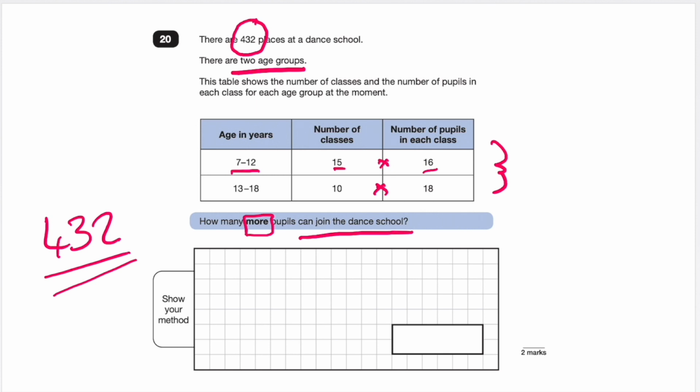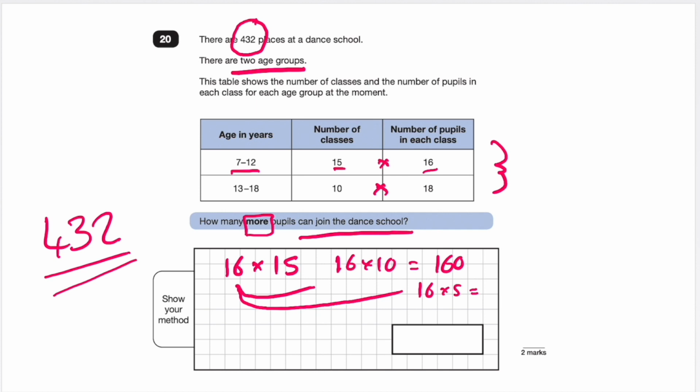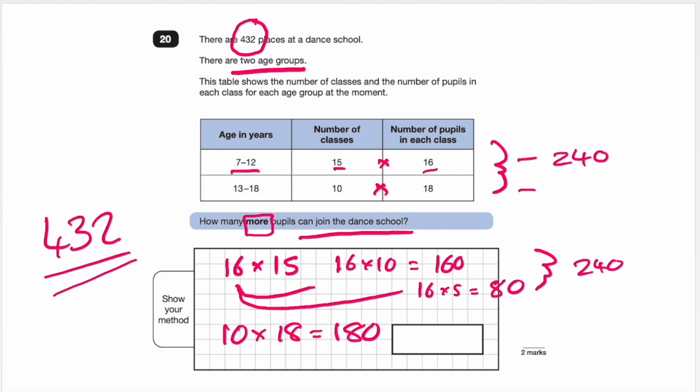So 15 times 16 is the same as saying 16 times 15. And I'm going to distribute this a little bit differently now. Instead of 16 times 15, I'm going to do 16 times 10, which equals 160. And then I'm going to do 16 times 5, which will be just half of the 160, is 80. Add the two together, 160 and 80 equals 240. So in the 7 to 12 category, we have 240 people. The second one's a bit easier, it's just 10 times 18, which equals 180. So in the 13 to 18s, I have 180.